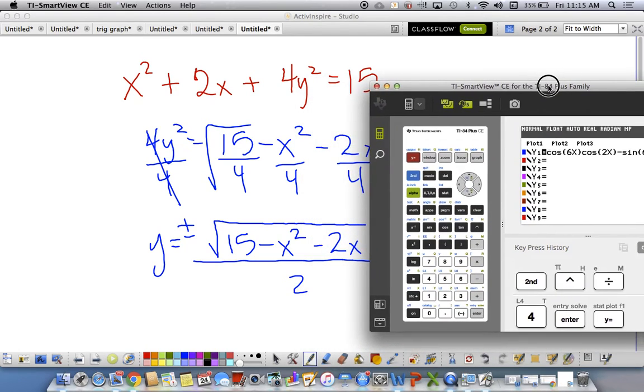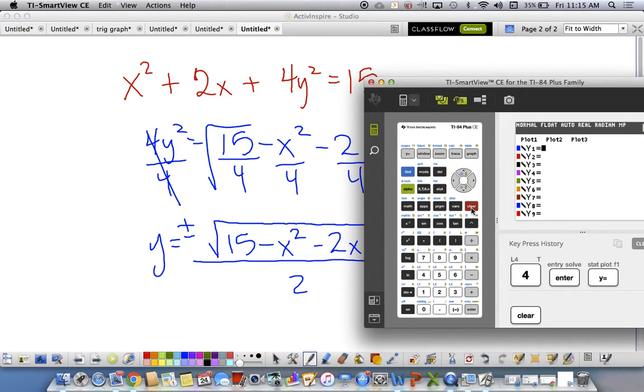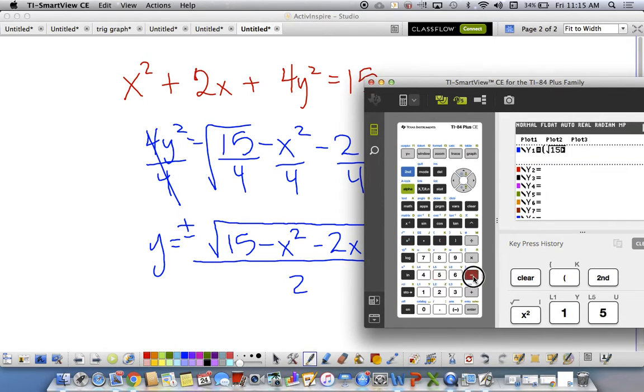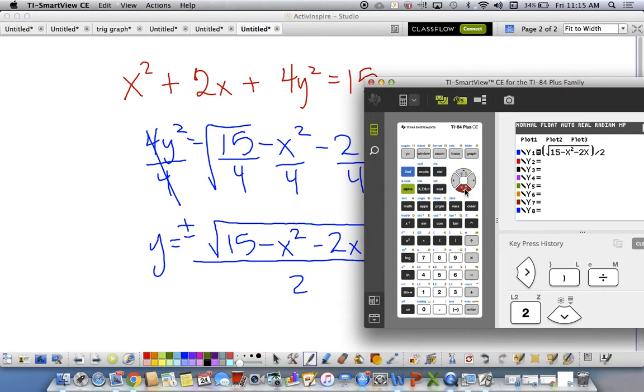Here we go, let's plug this in. We're going to clear. So I need parentheses, probably, to start. Square root of 15 minus x squared minus 2x. We're done with our parentheses, and then I'm going to divide it by 2. Then I'm going to go ahead and put in the bottom one, the same thing. I'm going to put a negative on the outside of that parentheses.